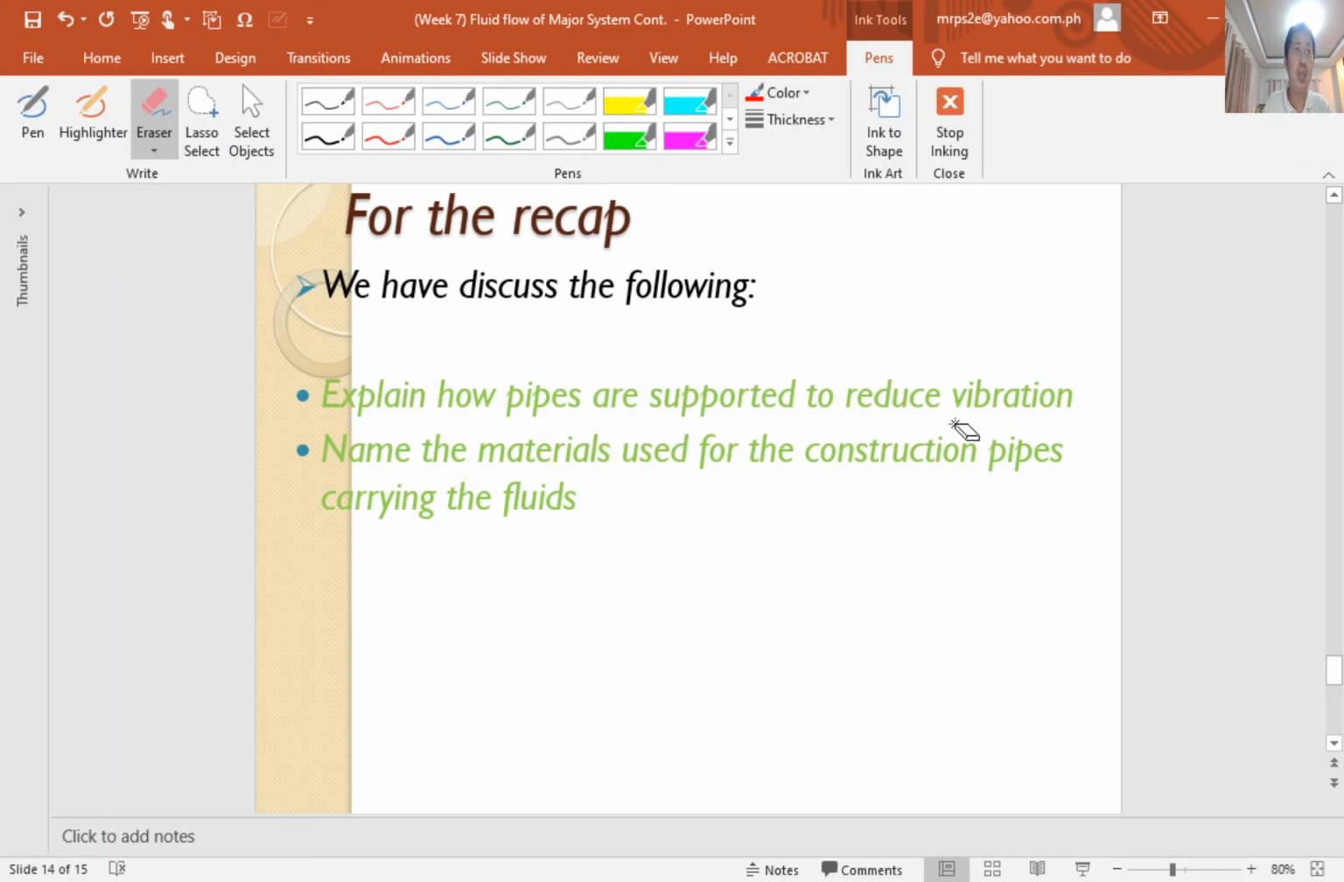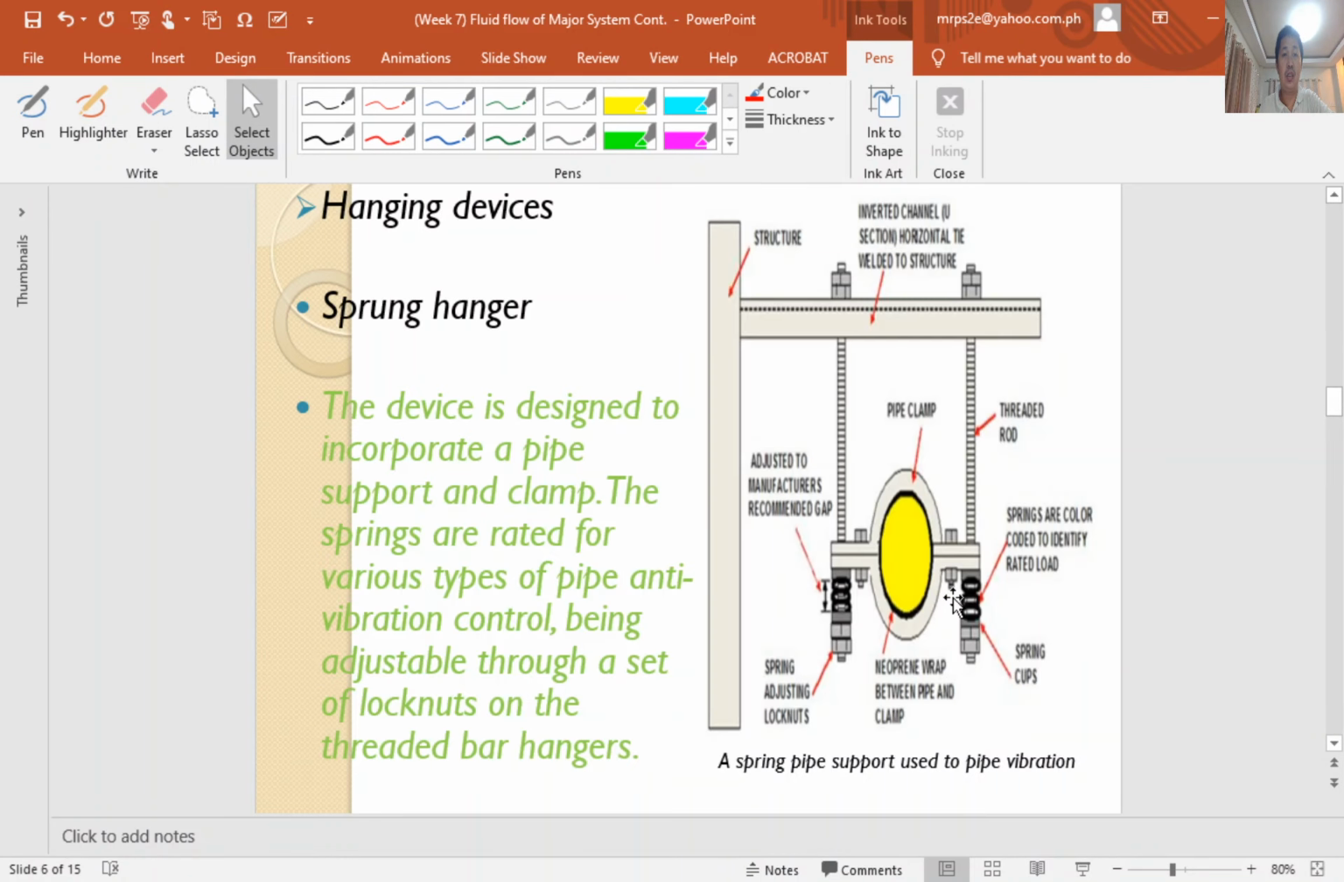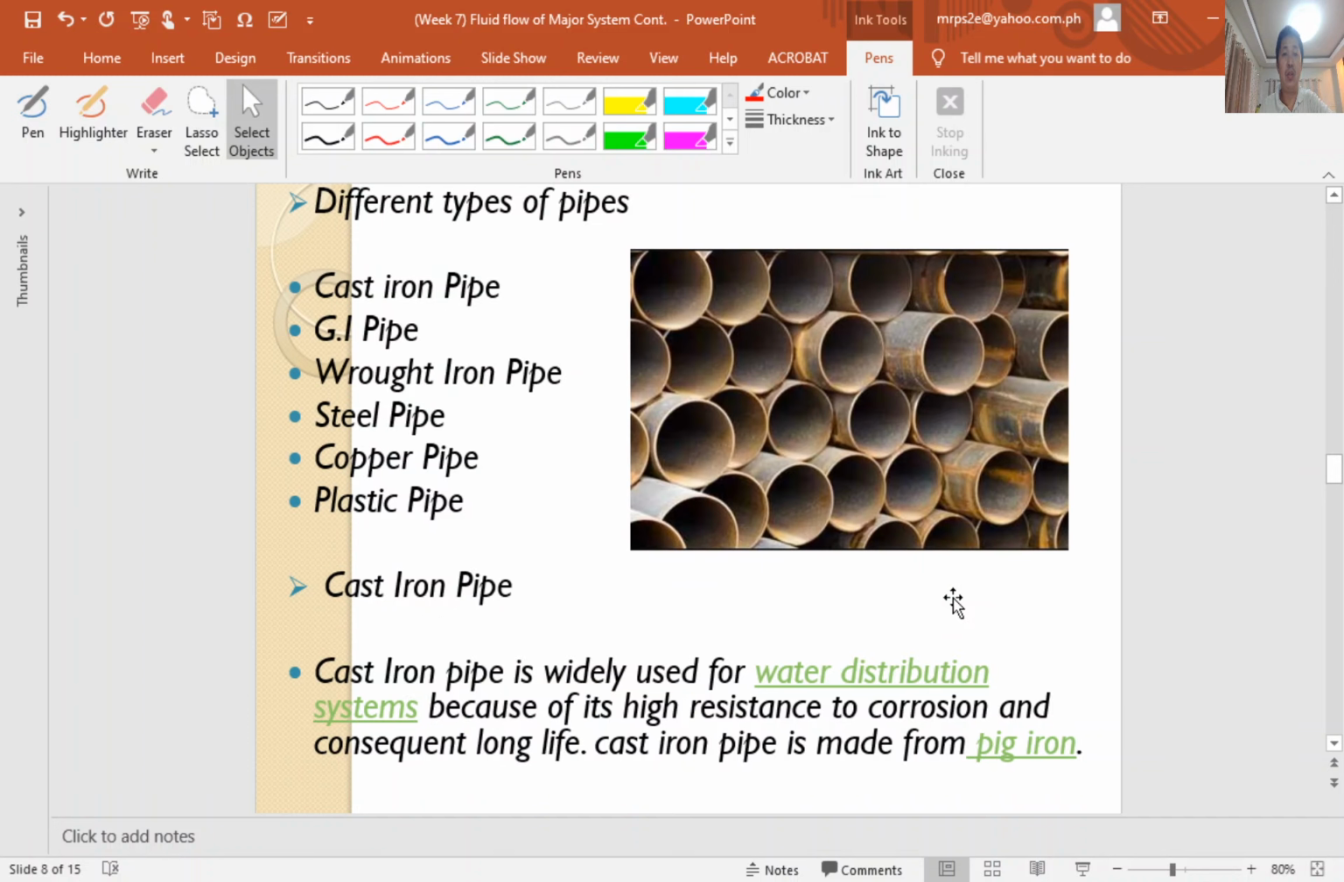We have the inline devices: the rubber coupling, rubber molded coupling, and bellows, so steel bellows, for the inline devices. And for the hanging devices, we have the spring compensator. So we have also the sprung hanger. So sprung hanger, spring compensator.